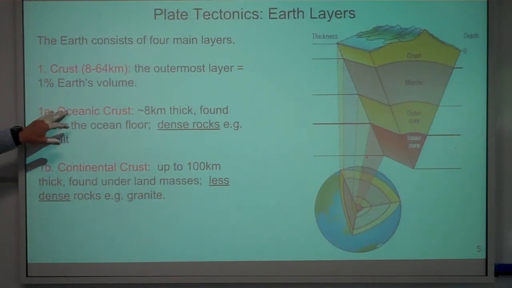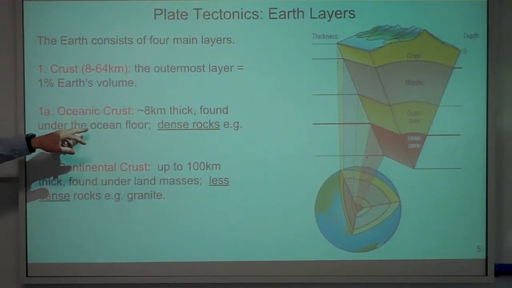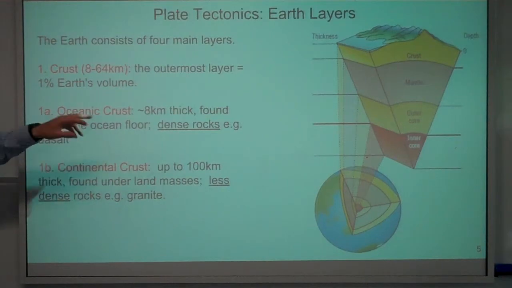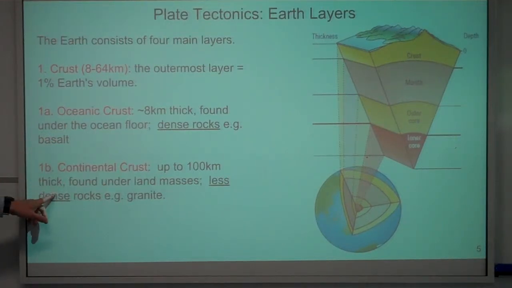The oceanic crust is 8 kilometres thick, found under the ocean floor. Dense rocks form there like basalt. Continental crust is up to 100 kilometres thick, found under land masses. And it's less dense. Highlight less dense. That's really important. Less dense means it will float.